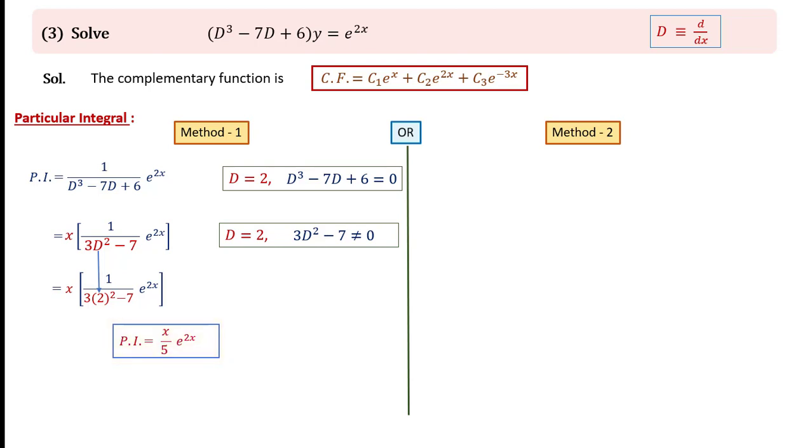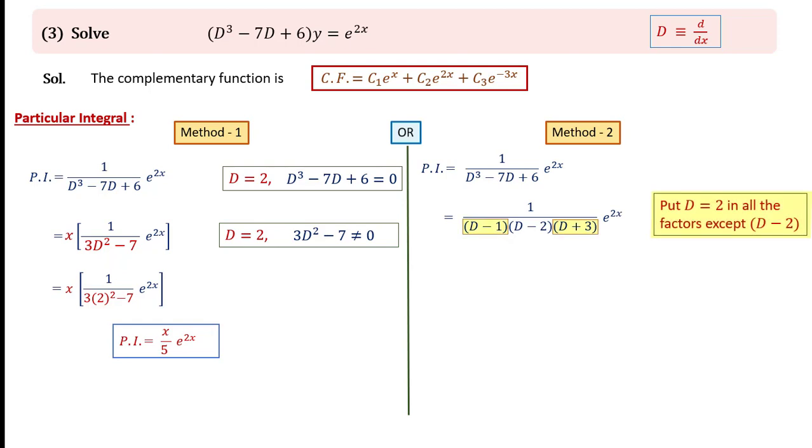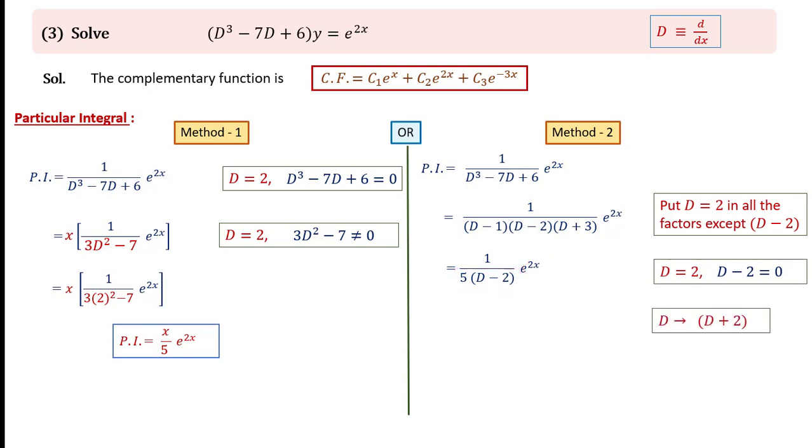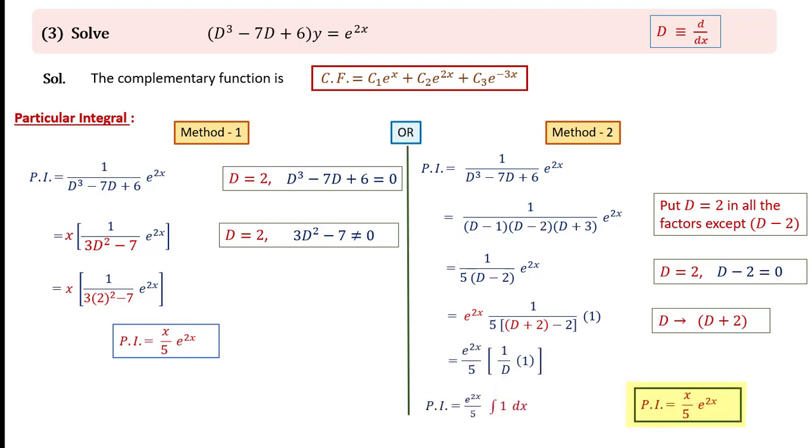Therefore, on putting D is equal to 2, we get the particular integral is equal to x upon 5 into e power 2x. Now, in method 2, put D is equal to 2 in all the factors except D minus 2. Then we get, now the denominator vanishes when D is replaced by 2. So, replace D by D plus 2 by taking e power 2x before the operator, and we get, hence the particular integral is x upon 5 into e power 2x, which is the same as we get by using method 1. Hence the complete solution is.